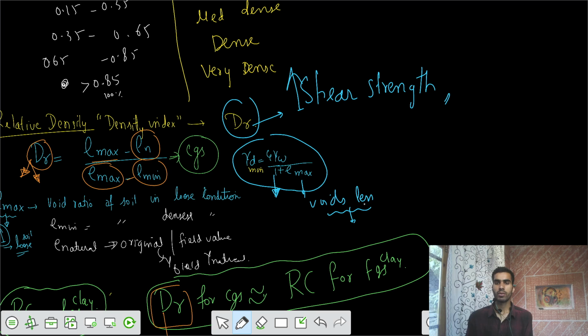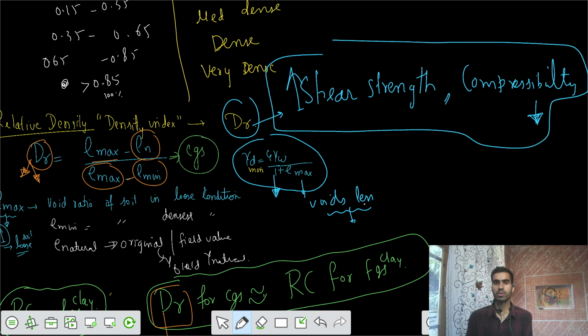If the voids are less, we can say the compressibility is not going to be there. So compressibility will also be less. Compressibility is there because we can compress the volume that was occupied by air. If there was less air, compressibility would be less. Because Dr is more, your shear strength is more and compressibility is less. So this is one more statement we can get: if Dr is more, shear strength is more, compressibility is less.